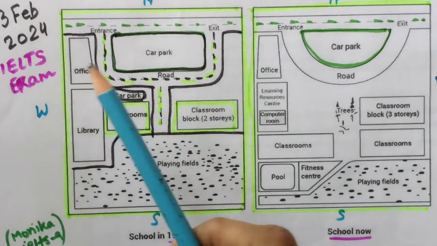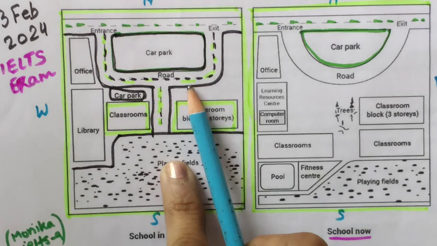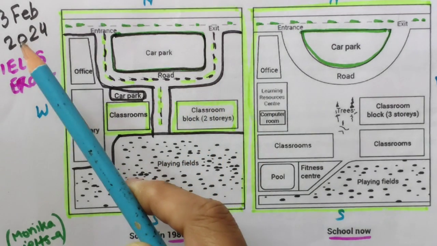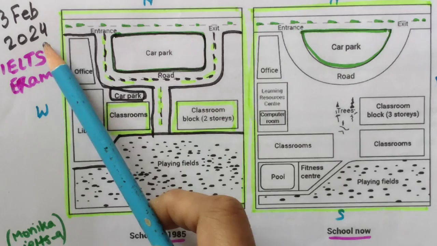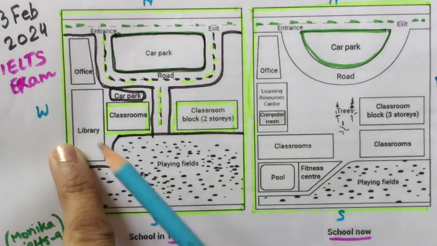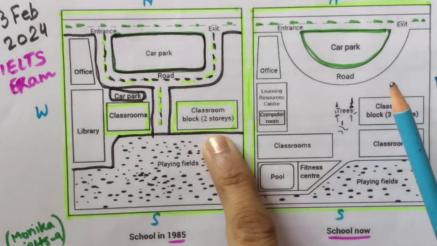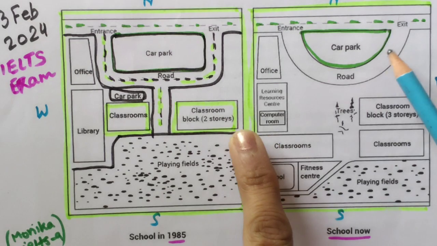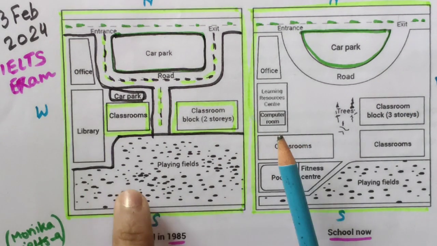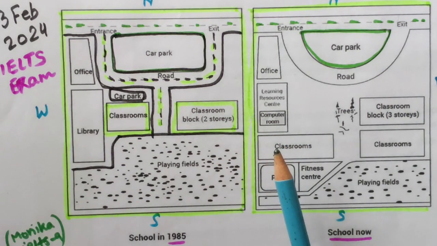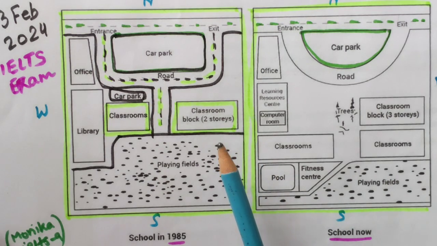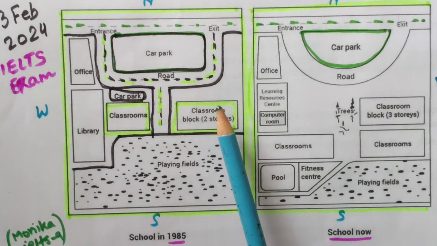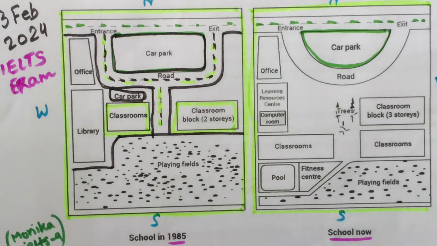So here we will discuss this map layout that was writing task 1 that was part of the 3rd February 2024 IELTS exam in India. Here you can see there are two maps given, and whenever you get a writing task 1 kind of question, please look at what type of diagram they have given. Here you can see there are two maps.